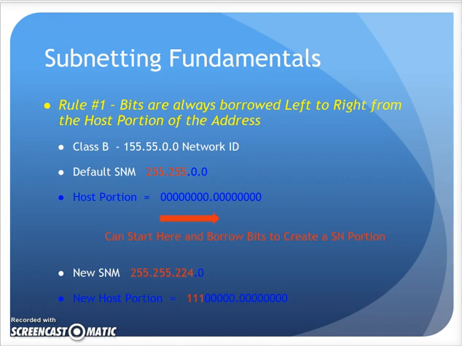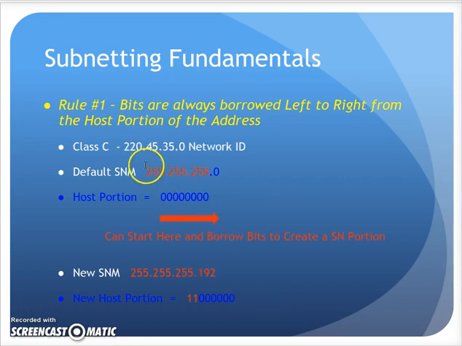If I had a subnet mask of 255.255.0.0, here is the host portion, all zeros. I can start borrowing here and going right. So I can take these first 3 bits from this octet, create a subnet piece, the remaining will be host, and I end up with 255.255.224.0.